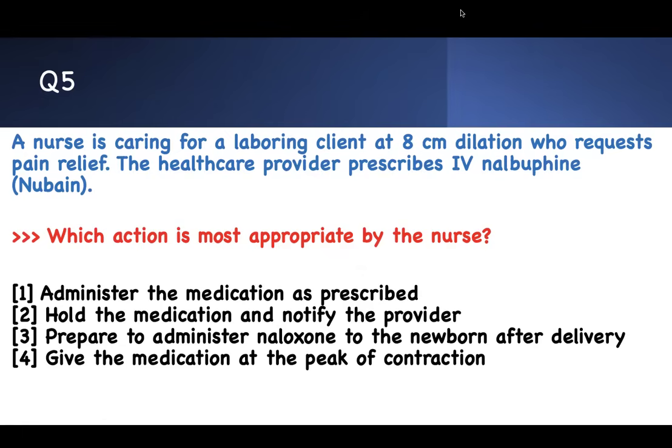Give the medication at the peak of contraction. It's true. But guess what? The patient is at 8 centimeters dilated, almost about to finish the active phase. That is not good. The principle and the concept of nursing, OB, labor and delivery pharmacology is what? Never give any opiate when there's an active phase of labor. Therefore, even 2 is good. Even though 4 is good, we should not do that.